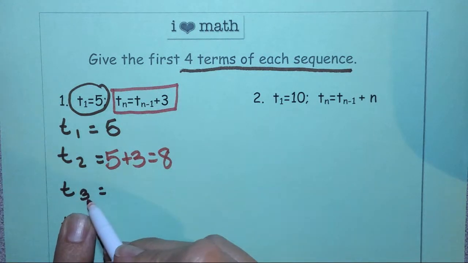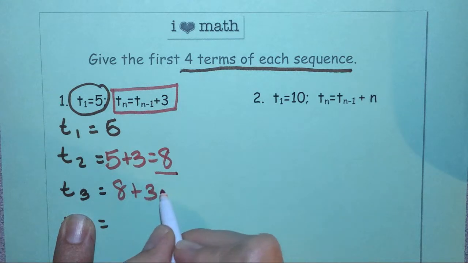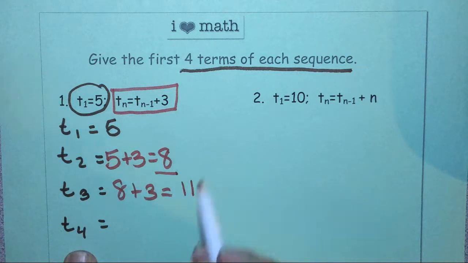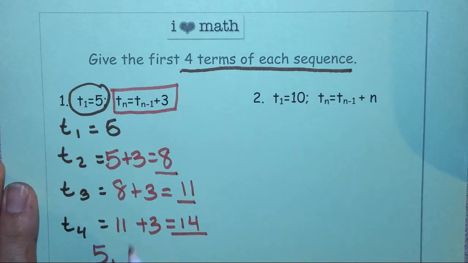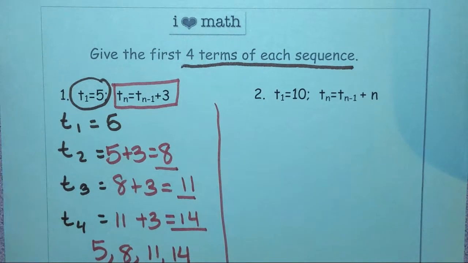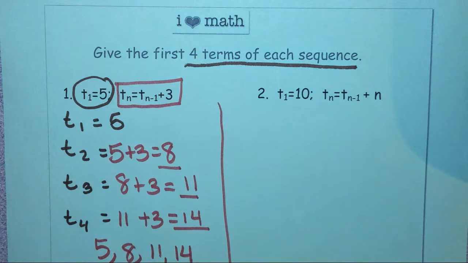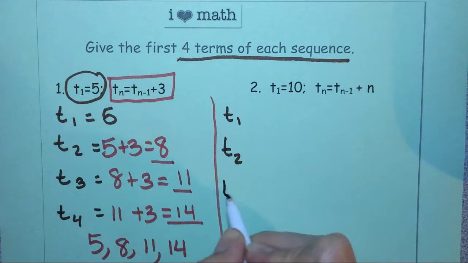To get to the next one, I take the answer above that. 8 plus 3 equals 11. I repeat the pattern. I take the answer above, which is 11, plus 3 equals 14. So my first 4 terms are 5, 8, 11, and 14. Done. Number 2 is going to work exactly the same way. So we want T1, T2, T3, and T4.